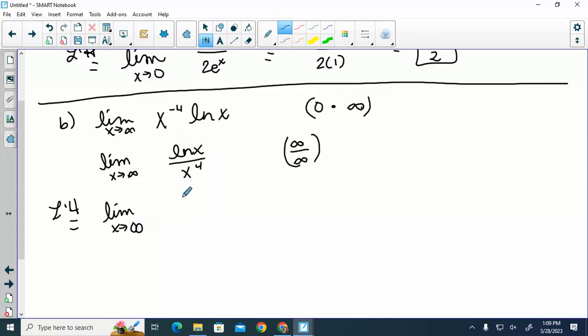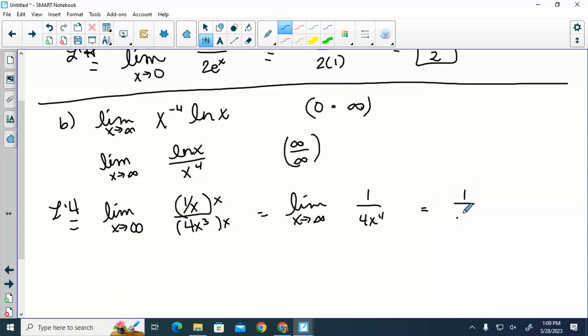So, derivative of the natural log of x is 1 over x. Derivative of x to the fourth is 4x cubed. If you want to clean this up, we don't really like fraction over fraction. Just think, if you took top and bottom times x, that gives you 1 over 4x to the fourth. So then, this is 1 over infinity, which is 0.